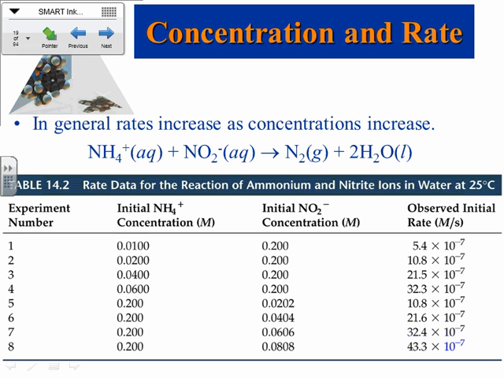Yeah, what about 5 and 6, right? This goes from 0.0202 to 0.0404, but the NH4 plus is held constant in that case. Now, what happens to the rate when I double the concentration of the NO2 minus?